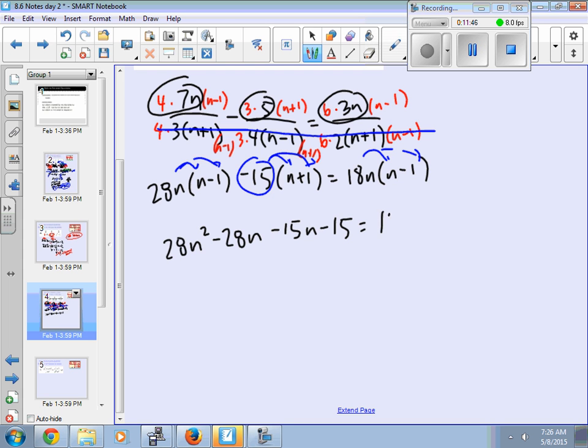Okay, once you're done distributing, now you look to combine like terms. This one appears to have some like terms in the middle here, so we can combine those. If we subtract those, we're going to get negative 43n.